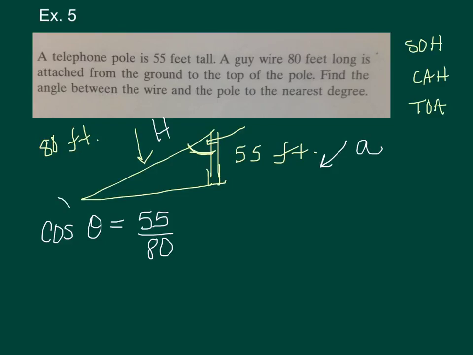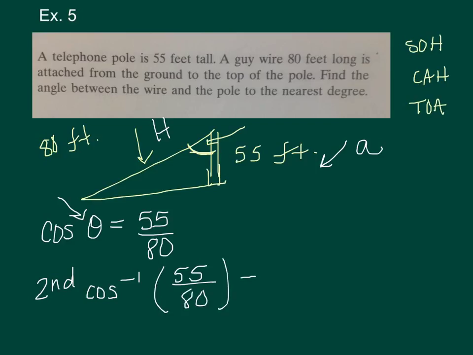When you are looking for the angle, remember you use the inverse key. So you're going to do second cosine of 55 over 80 is equal to theta. So you're going to type in second cosine and type in that fraction, and that will give you your angle. So that angle should be 47 degrees.